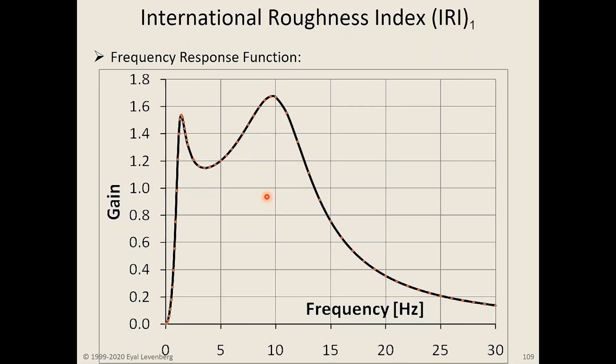Thus, the IRI index can be understood from this gain chart as a measure of the pavement roughness that is considering only a certain range of wavelengths, or in other words, a limited bandwidth of frequencies. Now, this in itself is not an issue as long as it is understood.